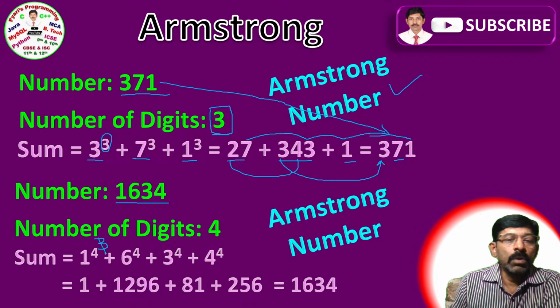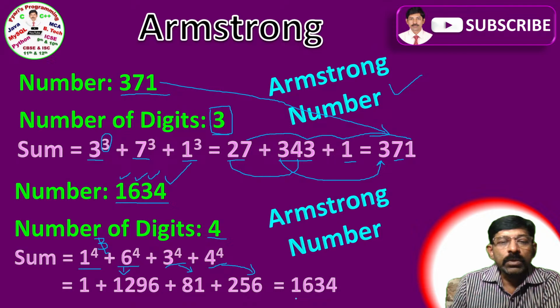Look at this how. Number of digits is 4. 1 to the power 4, 6 to the power 4, because 1 is a digit, 6 is a digit. 3 to the power 4, 3 is a digit. 4 to the power 4, 4 is a digit. 1 to the power 4 is 1. 6 to the power 4 is 1296. 3 to the power 4 is 81. 4 to the power 4 is 256. And here the sum we got is 1634, which is equivalent to your original number.